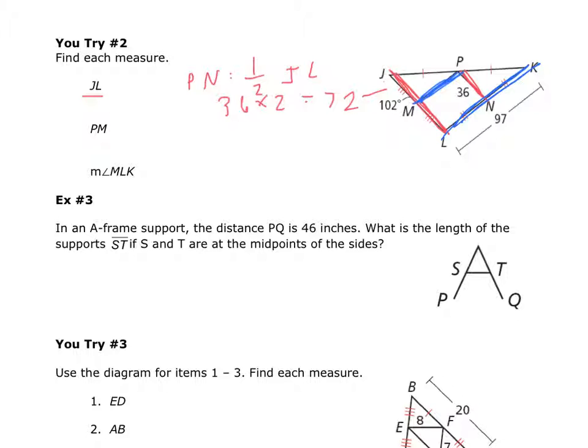So we know that PM should be half of LK, and since we know that LK is 97, we can divide that by 2, and we can get 48.5. Okay, so there's PM. You're just wanting to look for the ones that are parallel to the line you're given. Okay, let's try the last one.